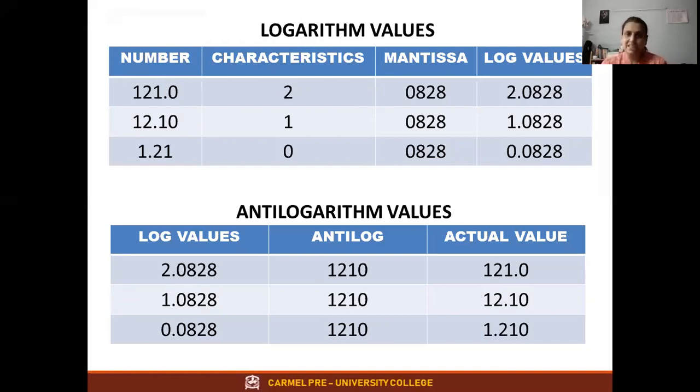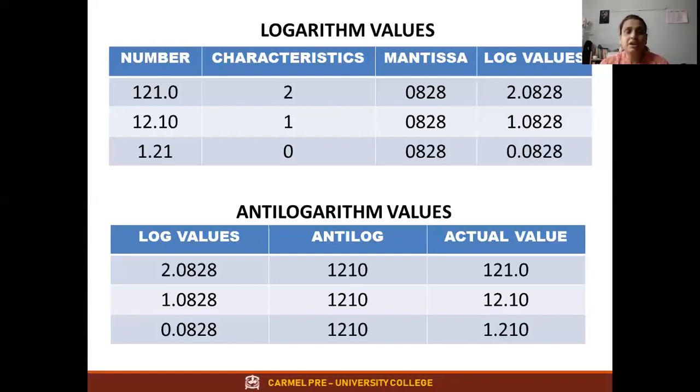121. There are 3 digits before the decimal point. Our focus is always before the decimal point. Characteristic is one number less than that. 3 minus 1 is 2. That is the characteristic. Next number, same thing you see, 12.10. 121 is not the same as 12.10, is it? It's a different number altogether. How many digits are there before decimal point? 2. Since there are 2 digits before the decimal point, 2 minus 1, so characteristic becomes 1.